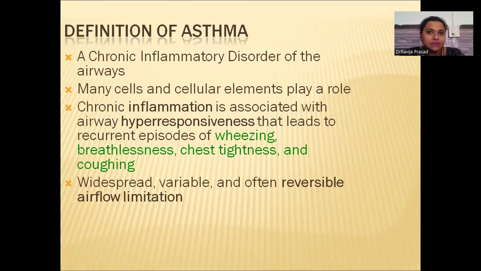Asthma is a disease in which a person has a lung issue. It's a kind of respiratory illness, defined as a chronic inflammatory disorder of the airways. Many cells and cellular elements play a role in the chronic inflammation in asthma. It leads to chronic inflammation associated with airway hyperresponsiveness, which leads to recurrent episodes of wheezing, breathlessness, tightness, and coughing. These are the specific symptoms when there is a patient of asthma.